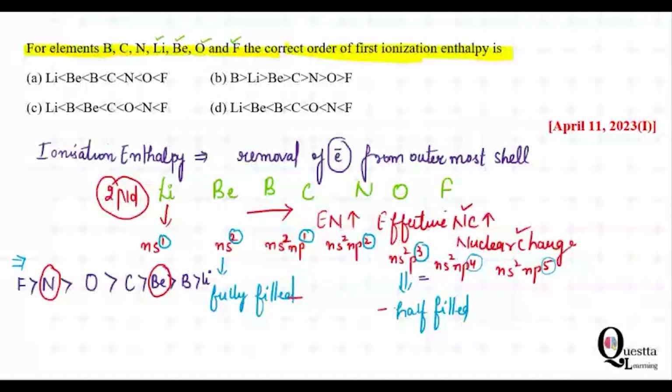So let us look at where it is. Fluorine has the highest, then nitrogen, then oxygen, then carbon. Here they gave boron. Let us check the other one. This is fluorine, nitrogen, oxygen, carbon, beryllium. This is the right answer. C will be the right answer. Thank you. Hope you understood the solution.